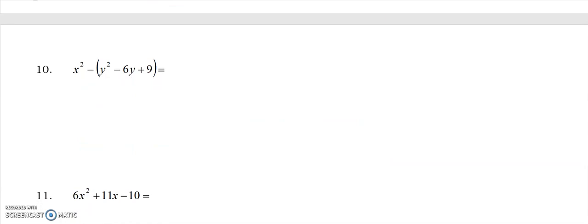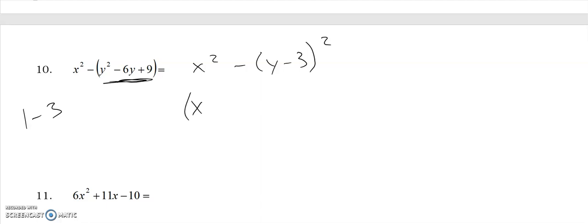All right, this is a grouping problem. It's a 1-3. It's already set up for you with the parentheses, so that's nice. But I'm going to look inside the parentheses here, and I'm going to factor that. That factors, I have factors of 9 that add up to -6, so that'd be -3, y minus 3 quantity squared. And again, this turns to a dots.